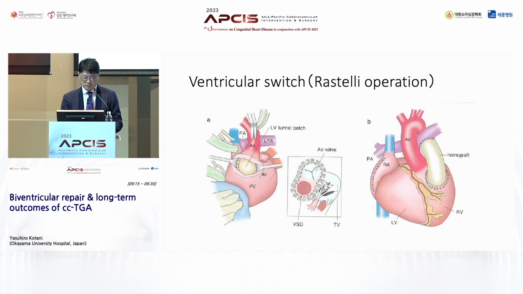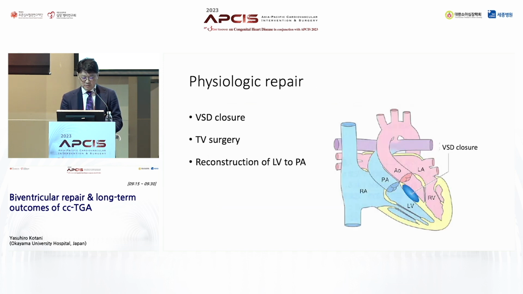So the Rastelli procedure consists of left ventricular outflow tract rerouting by VSD closure and reconstruction of the right ventricular outflow tract, usually by a conduit. Physiologic repair is a relatively simple procedure, such as VSD closure, tricuspid surgery, or reconstruction of LV to PA.